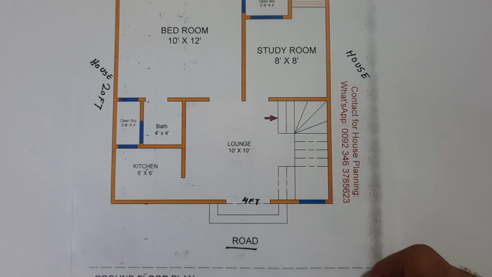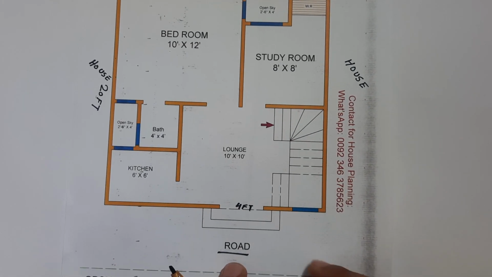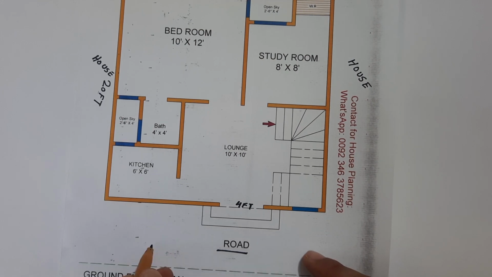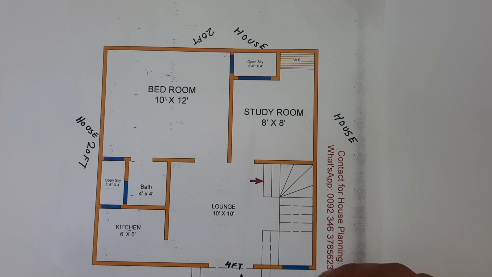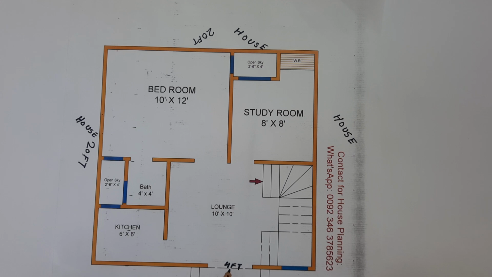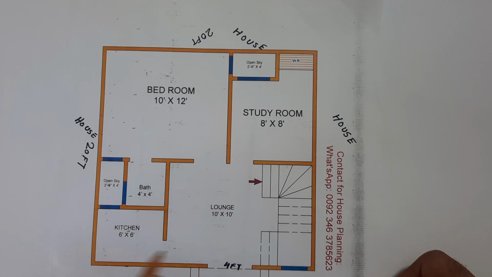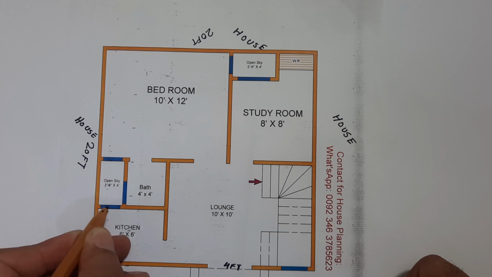Guys, you can see here, this is the ground floor plan, this is the front, this is the road side, okay? So the first one guys, you can see this is the main gate, which width is 4 feet. So here guys, you can see on the left side, when you enter by this main gate, this is the kitchen, size of this kitchen is 6 by 6 feet. And this is its window.